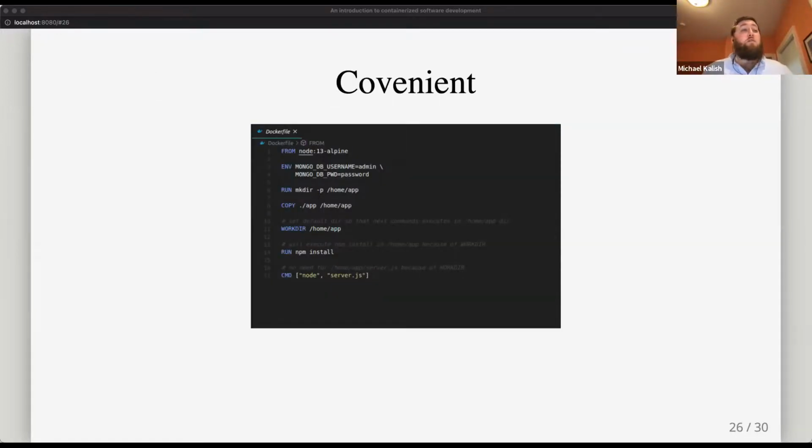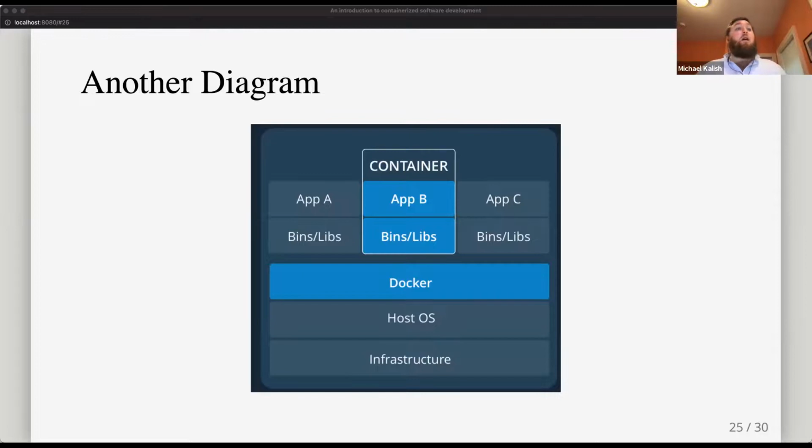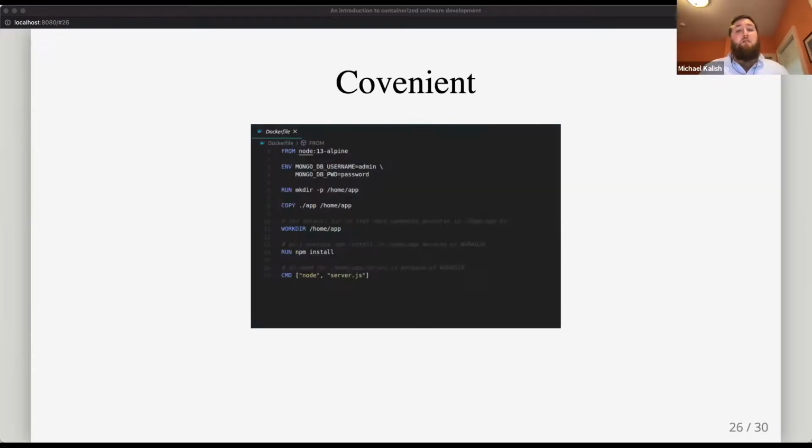I don't know if anyone has installed Windows recently, but we're talking about several gigabytes of data that have to be kept to run Windows, to run Linux, to run a Mac. So the advantage here is that these containers that we're going to be building are much, much smaller, which gives us the advantage that these can then be shared.